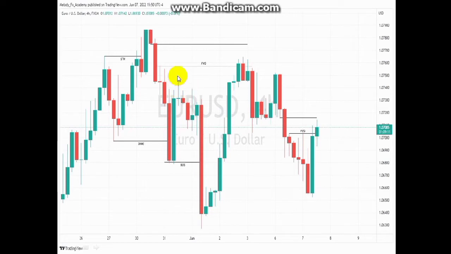So this high should have been protected. Then we had another shift in market structure again. This high was taken out and at the same time traded into this fair value, and as you can see, price started expanding lower.